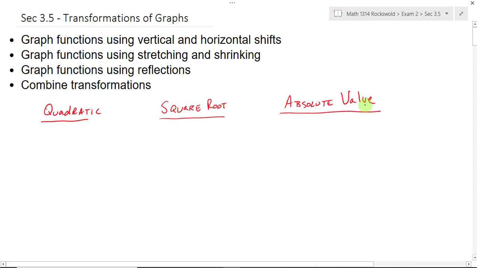I believe in this section of homework we focus mainly on the quadratic function, the square root function, and the absolute value function. Here is the basic equation for a quadratic function. It's y equals x squared. That's just a plain Jane quadratic function with no transformations at all. The square root function looks like this, y equals the square root of x, and then the absolute value function is y equals the absolute value of x.